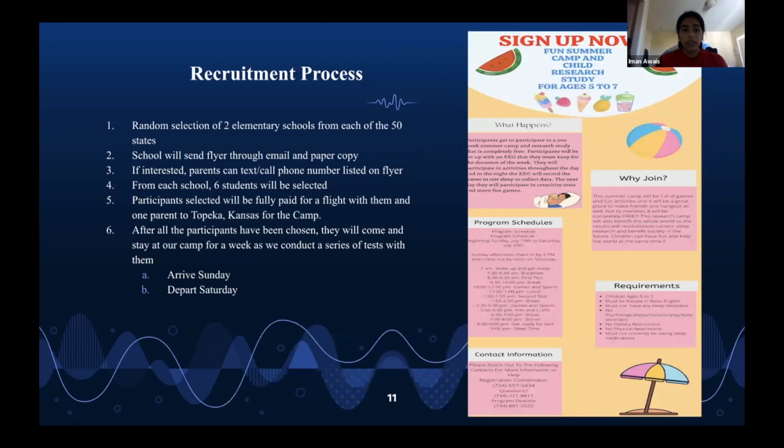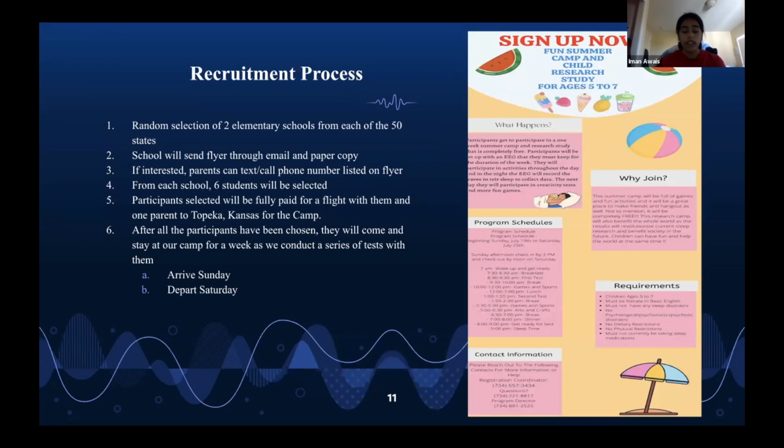The process we are going to use to get these participants is that by random selection, 2 elementary school students from every one of the 50 states will be sent flyers about the experiment, and the parents will also receive an email as well as a paper copy through their child. If interested, parents can call or text the phone numbers listed on the flyer. The flyer we made has information about what our research is, the requirements for the participants, the schedule, why to join, and the contact information.